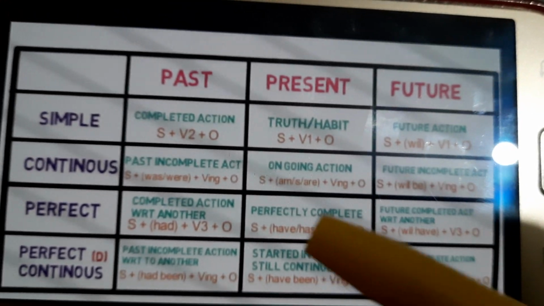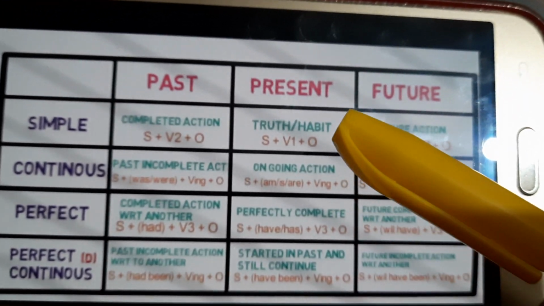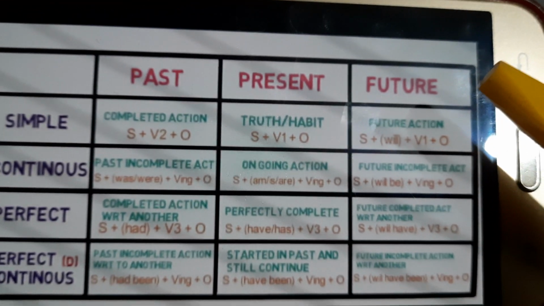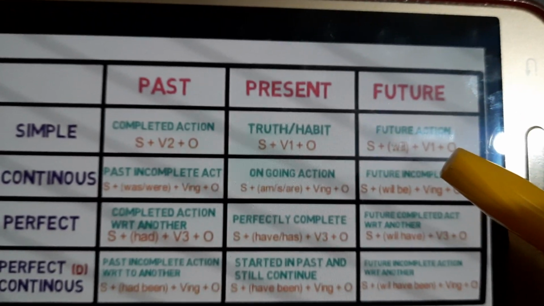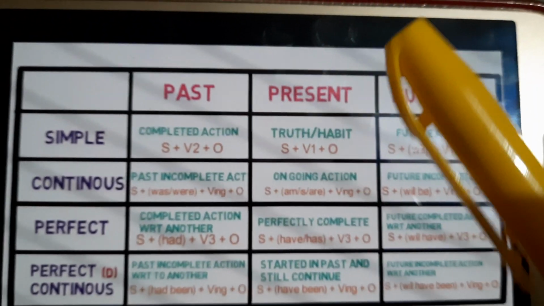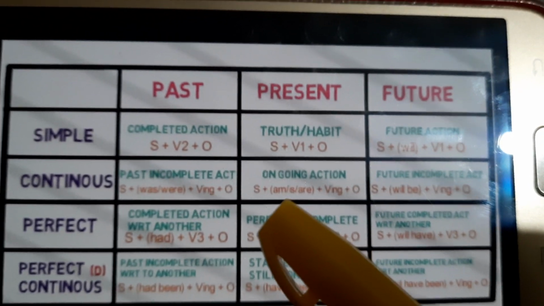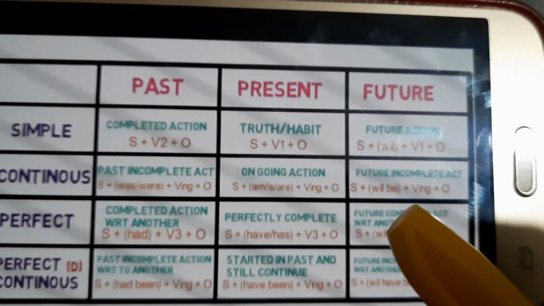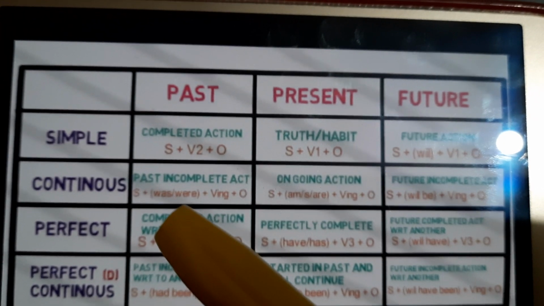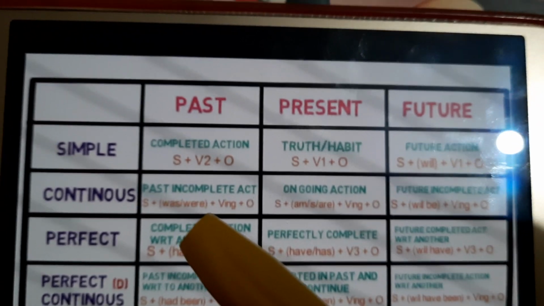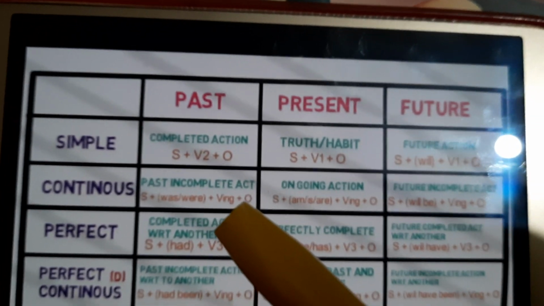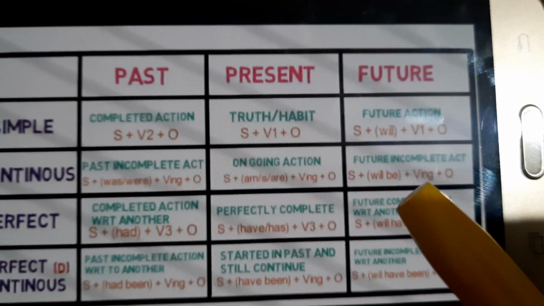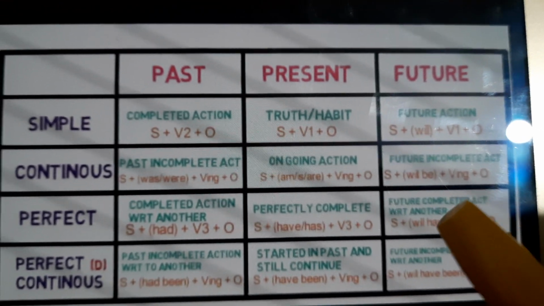So, children, always remember: in present tense you have verb 1, in the past tense you have verb 2, and in future you have will plus verb 1. In present continuous tense you have am, is, or are with verb with ing, in past continuous tense was or were with verb with ing, and in future continuous tense will be plus verb with ing.